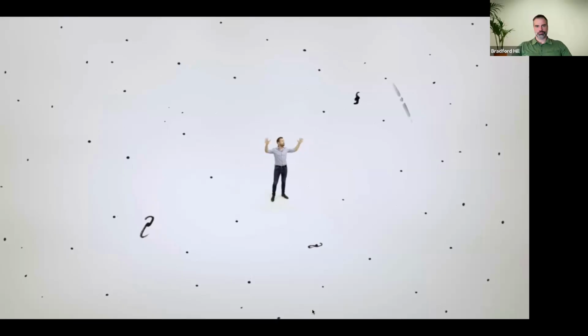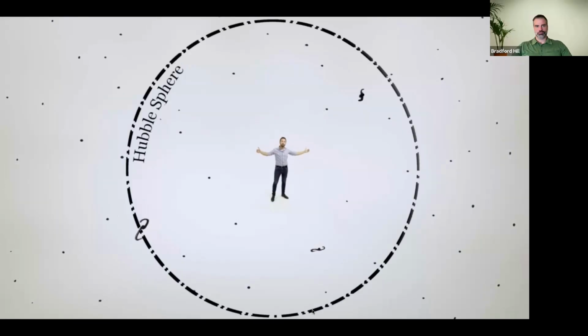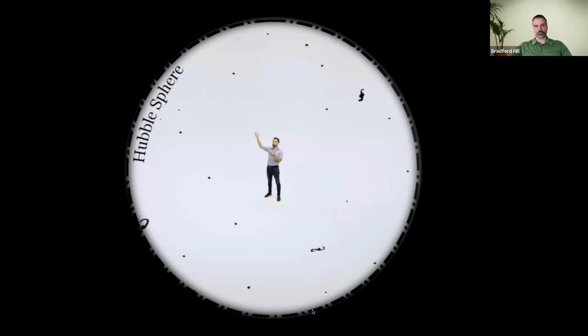So that would form a sphere, which we call the Hubble sphere. Everything beyond that sphere is moving away from us faster than the speed of light. So common sense would say we would never be able to see the light from those objects because of how fast they're moving away from us. But in fact, this is not true. We can see those objects.